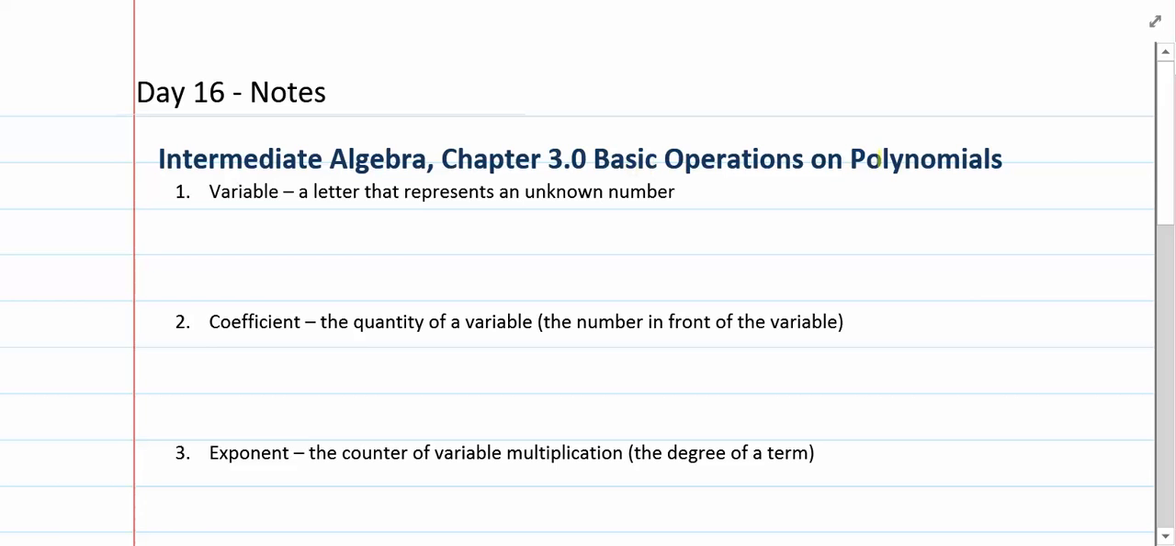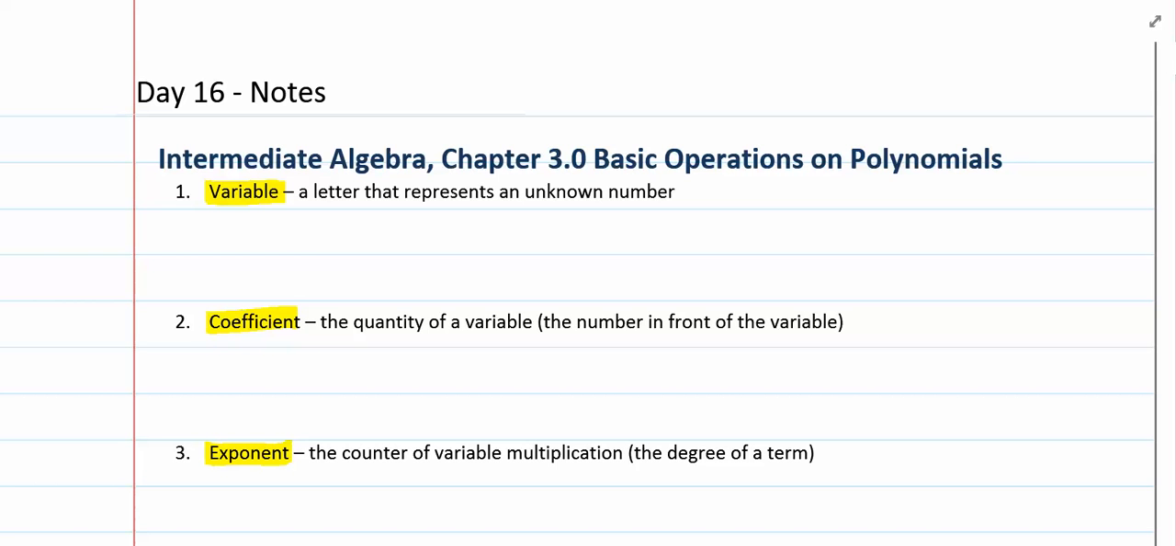Basic operations on polynomials, and we define exactly what a polynomial is. First thing that we need to recognize before we even discuss what a polynomial is, we need to know the parts that make up a polynomial. So a polynomial is made up of terms that are added or subtracted with one another. And a term is made up of three parts itself: a variable, a coefficient, and an exponent.